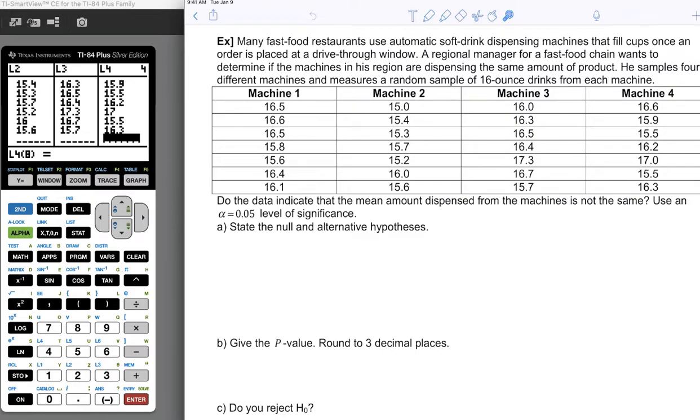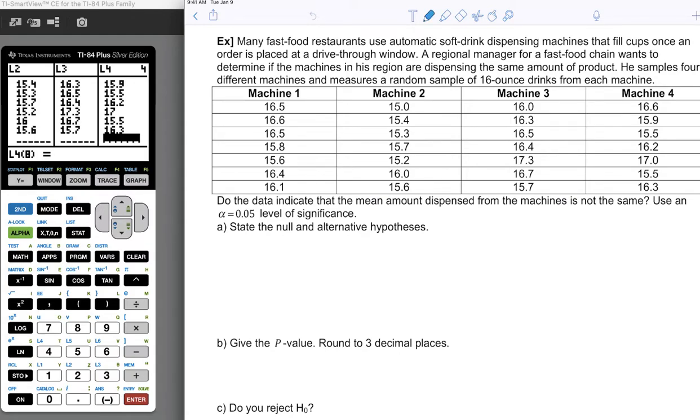He samples 4 different machines and measures a random sample of 16-ounce drinks from each machine. Do the data indicate that the mean amount dispensed from the machines is not the same? Use an alpha equals 0.05 level of significance. So notice that we are comparing 4 different machines. Anytime you're comparing 3 or more population means, you have to use the ANOVA test. So that's what we're going to do for this question.